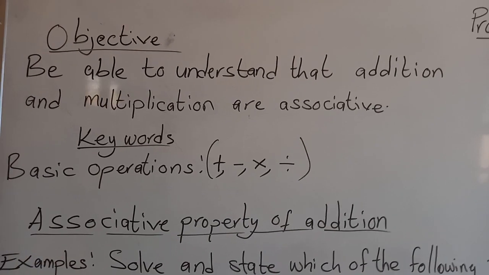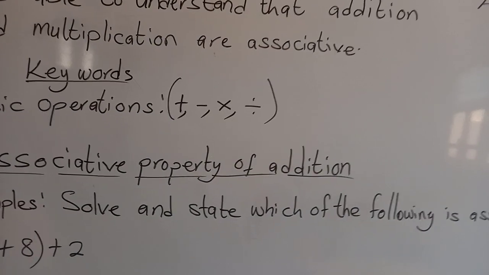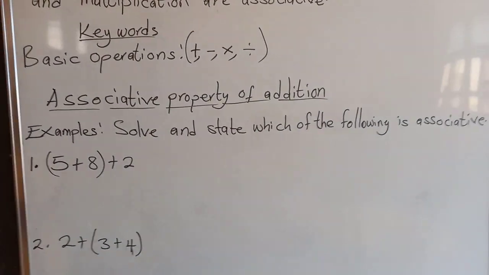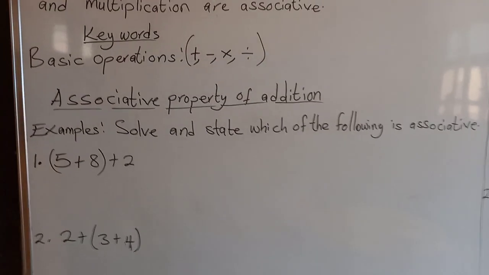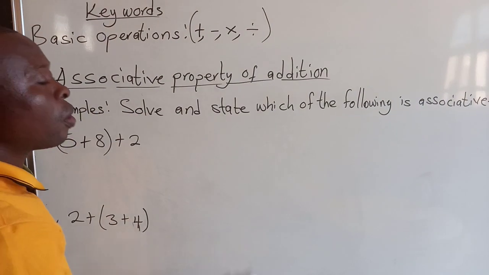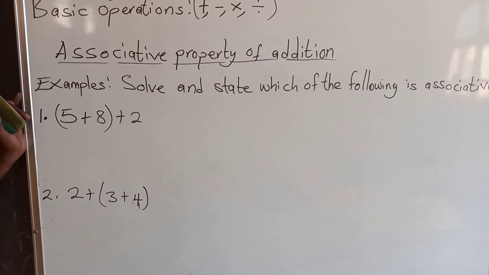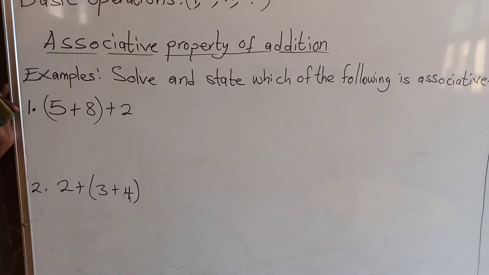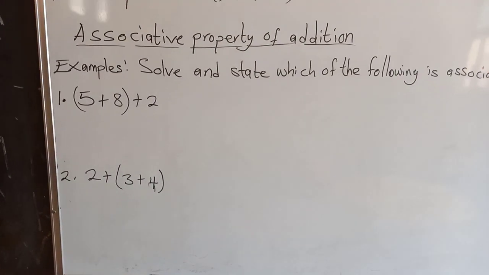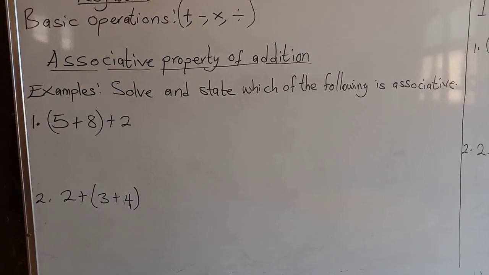Now, in the associative property, only addition and multiplication are associative. So the first thing we are going to look at today is the associative property of addition. In the commutative property, we learned that we deal with two numbers, and the operations are multiplication and addition.